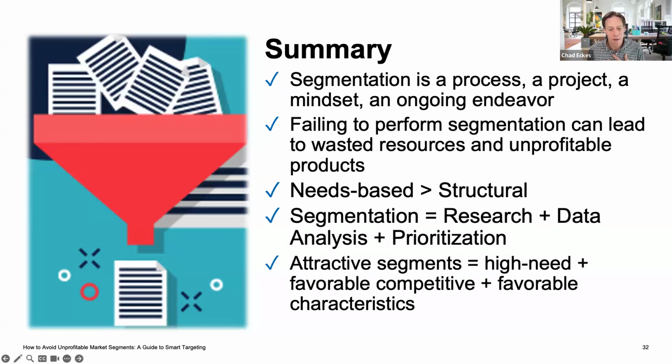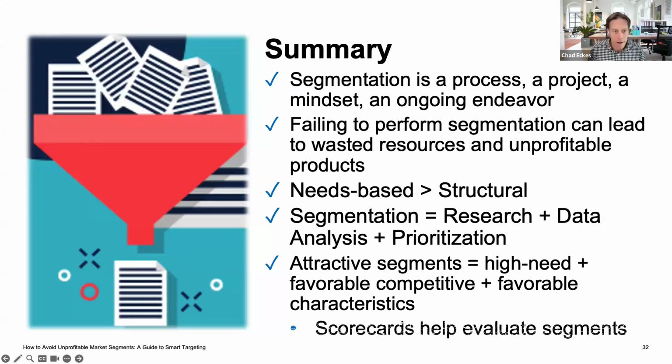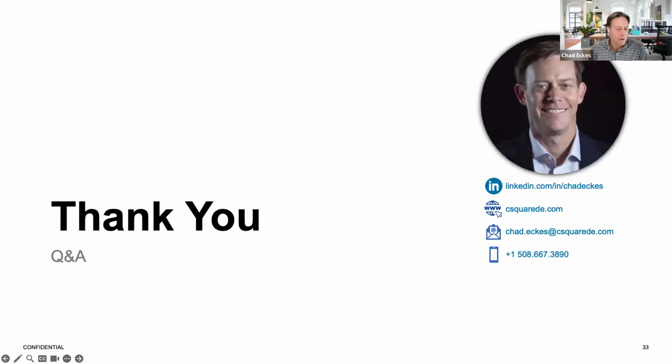And then lastly, we ended with the 3 lenses framework for evaluating segments, with the lenses being high needs, favorable competitive dynamics, and favorable segment characteristics. Evaluating segments through each lens can merit a tool like a scorecard, and I showed you an example of that. And again, I think that's often best completed by a small team in one or more workshops. So hopefully you learned a few things today.